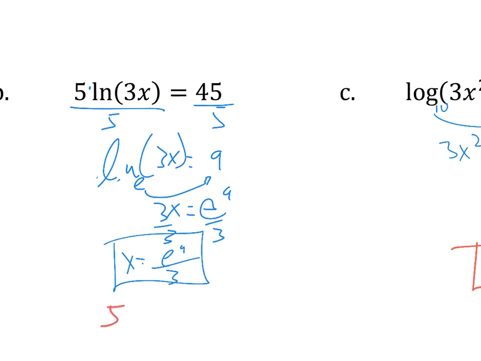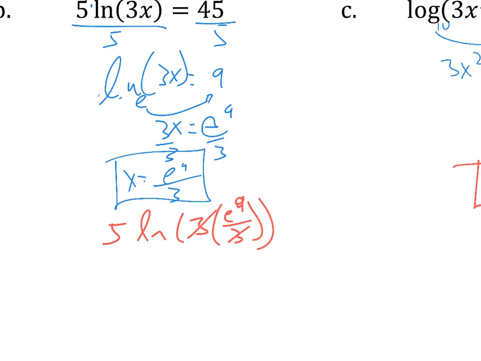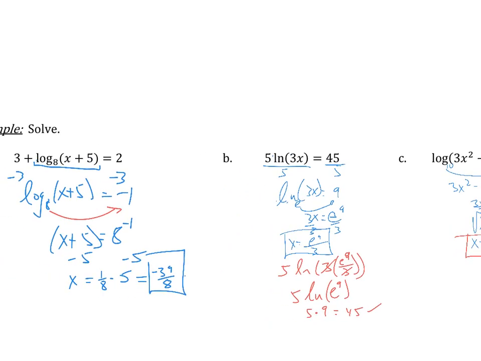So if we have 5 times the natural log of 3 times e to the 9th, right? Can't read my own writing. Here the 3's cancel, and we have 5 times the natural log of e to the 9th. The natural log of e to the ninth is just going to be 9. So 5 times 9, which is 45. Check. Okay, that's the idea.